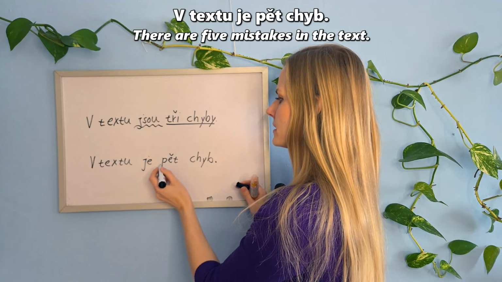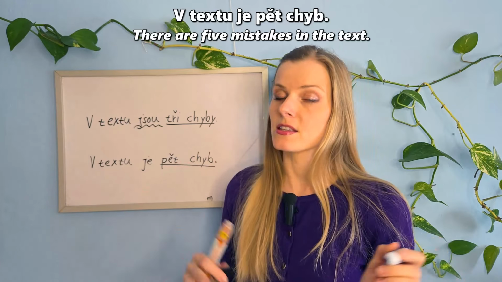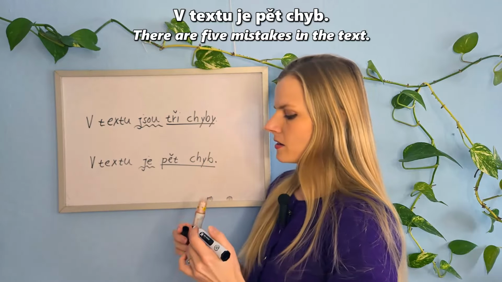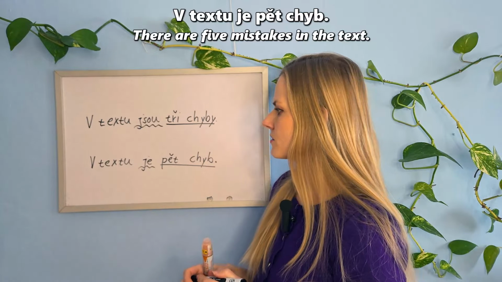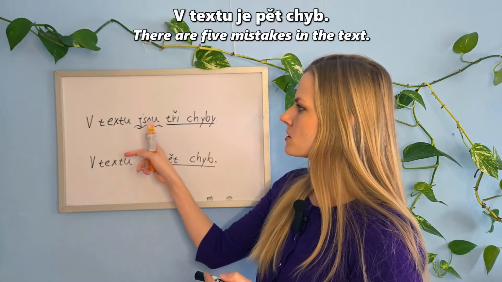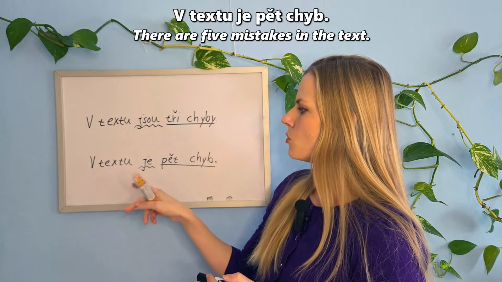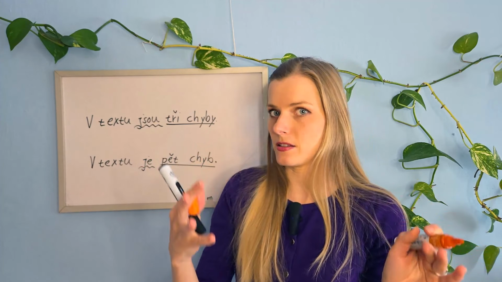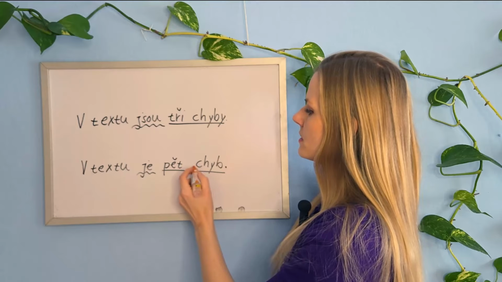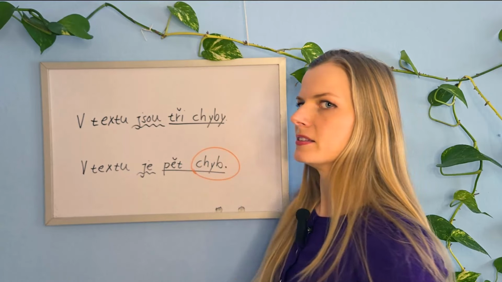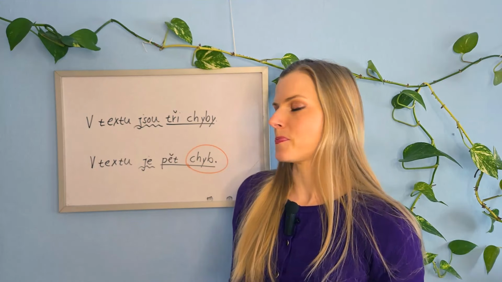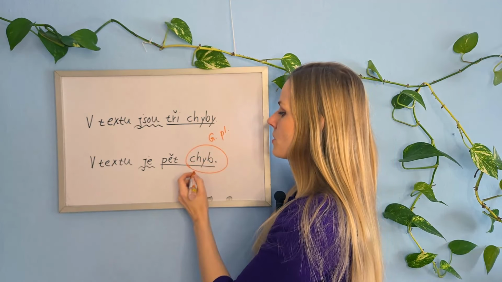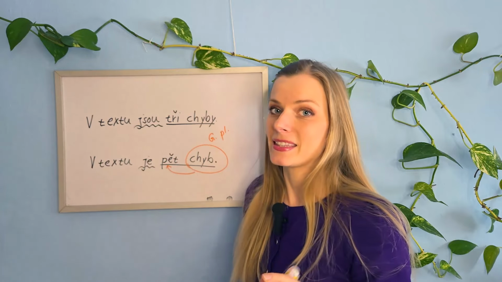First of all, 5 chyb, meaning 5 mistakes, that is the subject. Now, why je, meaning is? Why do we say there is 5 mistakes in the text? Why don't we say jsou 5 chyb? We use this singular form, is, because of this little detail. Big detail. Chyb is genitive plural, because of this keyword, pět.